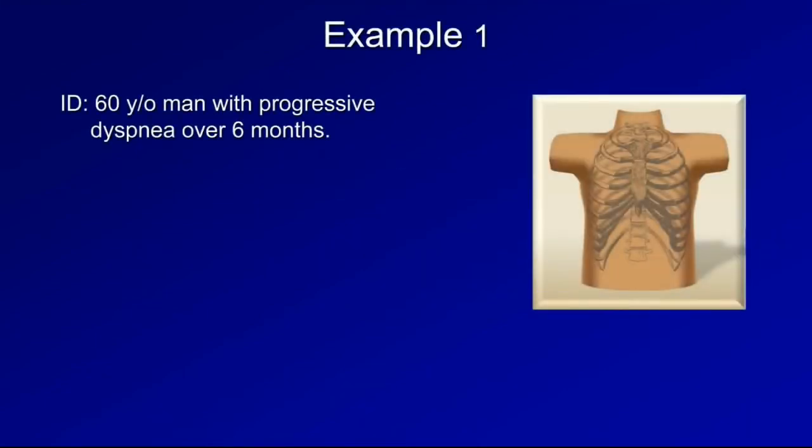For the first case, we have a 60-year-old man with shortness of breath. This murmur is best heard with a diaphragm at the apex and is without radiations.